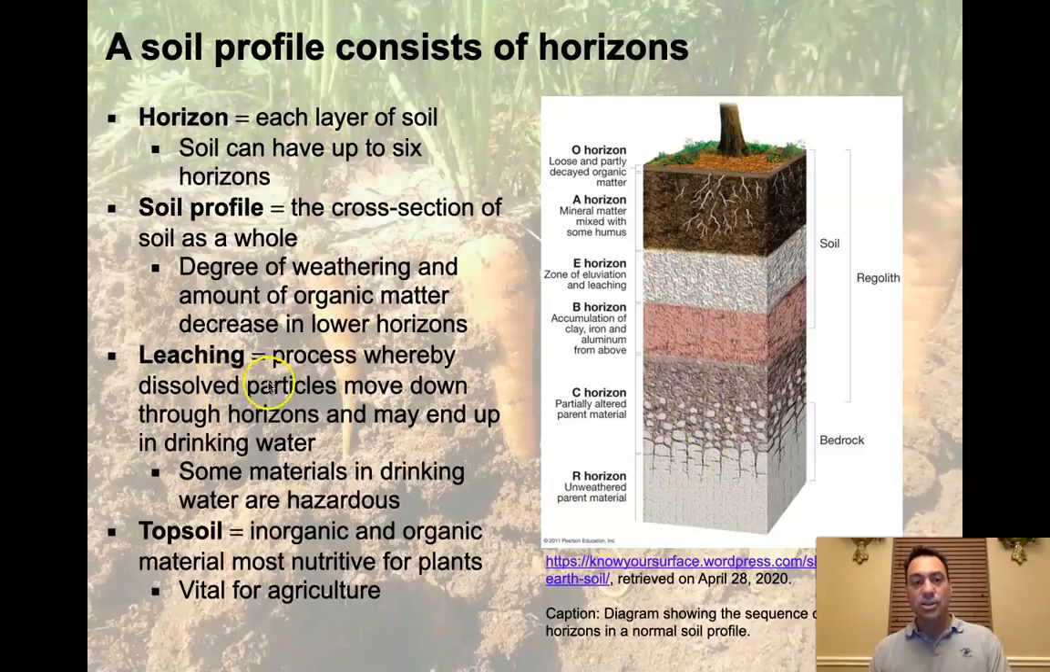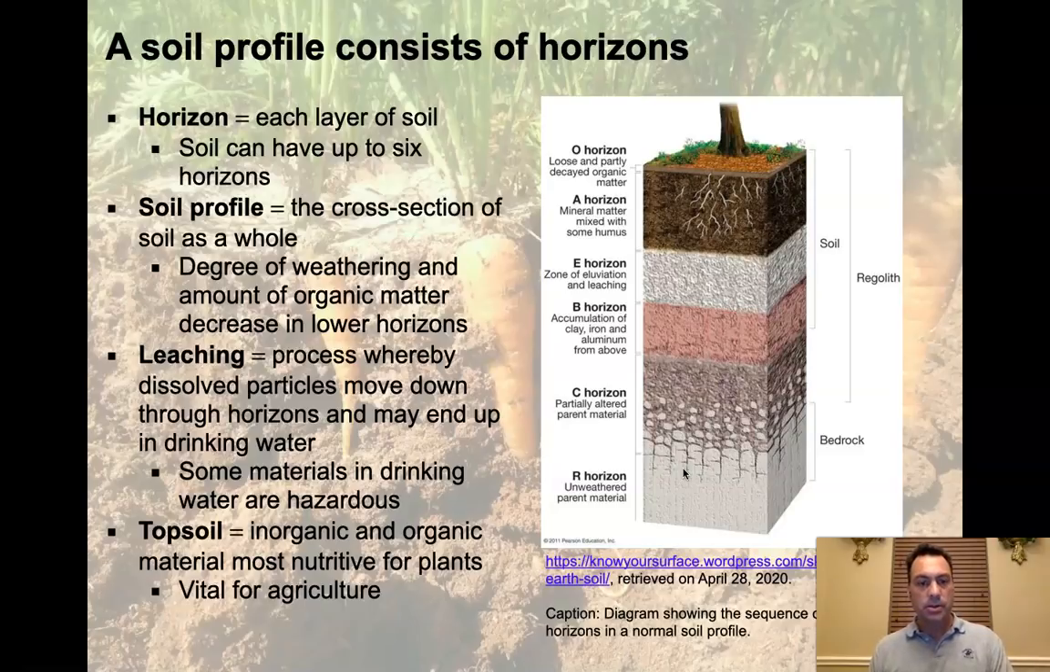Another process is leaching. This is a process whereby dissolved particles move down through the horizons and may end up in drinking water. So constantly it's raining up here. You might be watering this field. Imagine this is an apple tree or an apple field or something, so you're out here irrigating. That water is constantly running through that soil from the surface down to the bedrock. And as it moves, it has the ability to remove particles, dissolve those things, and to move them from the top down lower in the soil, okay?